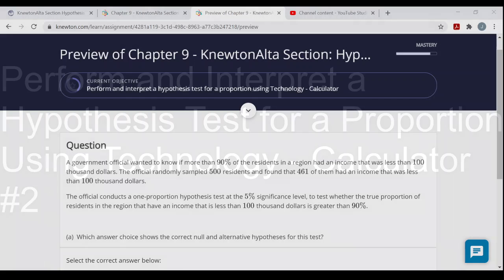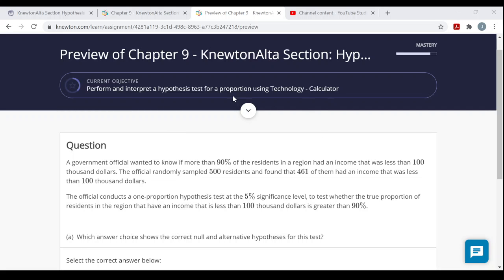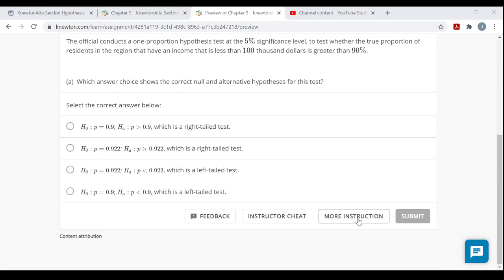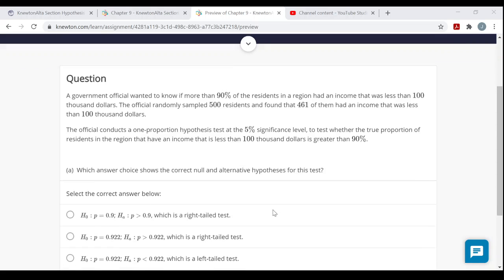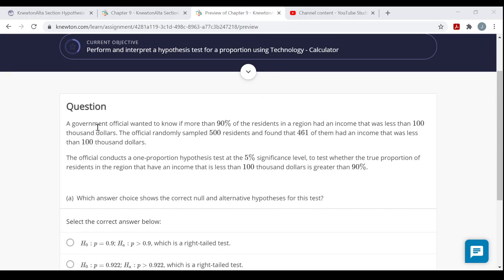the information given. Again, if you want to see how they're showing you how to do things, just click on more instruction, take a look at their notes, their videos, their examples, and hopefully those help. Now I notice there's a part A here, so it looks like there are multiple parts to this question. Here, a government official wanted to know if more than 90% of the residents in a region had an income that was less than $100,000. So his statement is that the percentage of residents in this region with that kind of income is greater than 90%. So my claim here is that p is greater than 0.9.